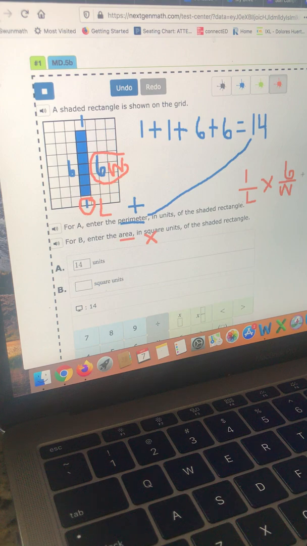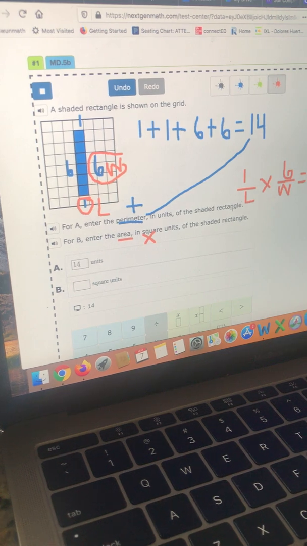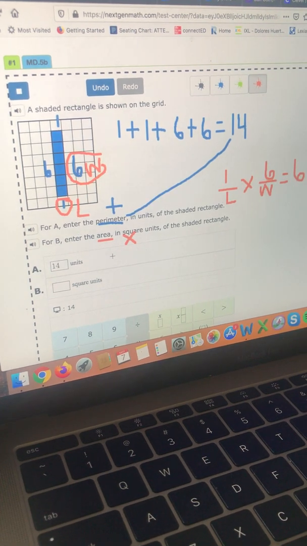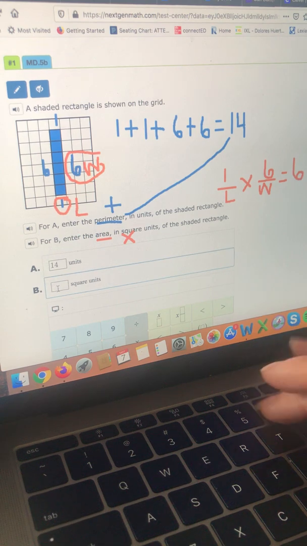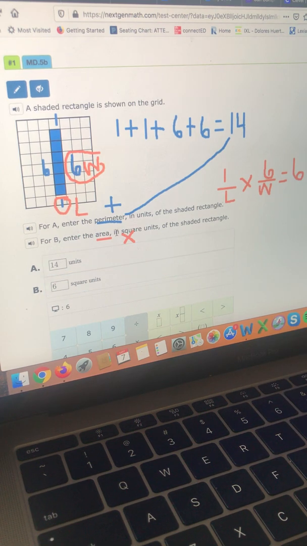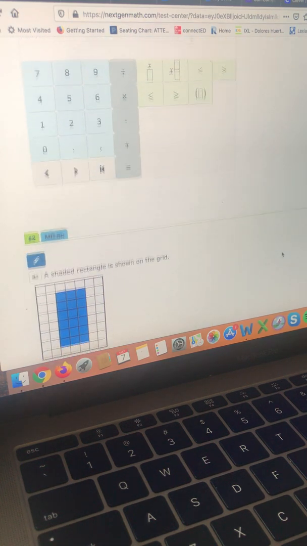1 times 6 is equal to an area of 6. Okay. So then I click stop here, and then I can type in my answer, 6. Another way to check area, you could just count the square units. Watch. 1, 2, 3, 4, 5, 6. Yes, I got it right. So then I can move on to the next problem.